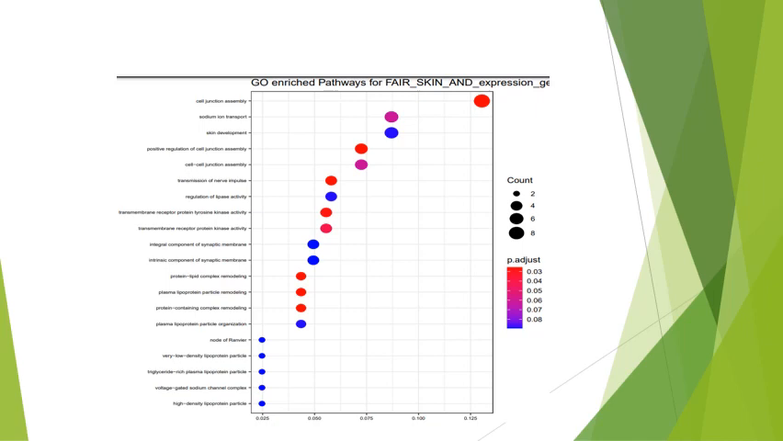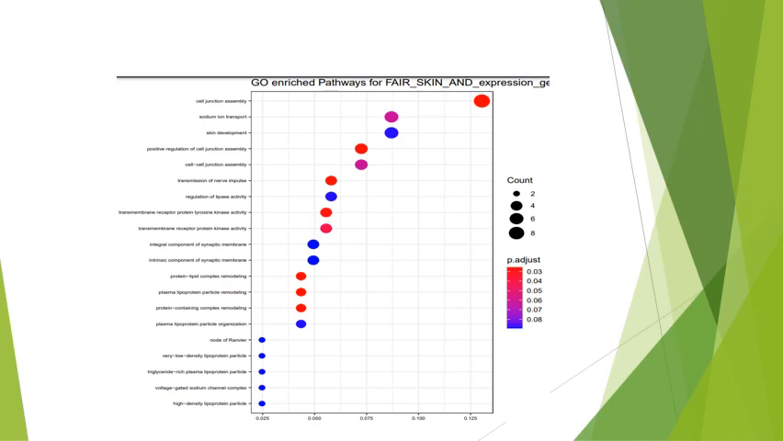Next we had the gene ontology enriched pathways, in which we can see different pathways that are present against the gene ratio on the x-axis. So we see the different pathways like the cell junction assembly, the sodium ion transport, skin development, positive regulation of the cell junction assembly. So these are the top 20 pathways that were present, and the red dot signifies that it's having a higher level of expression, and the circle shows how many genes are present.